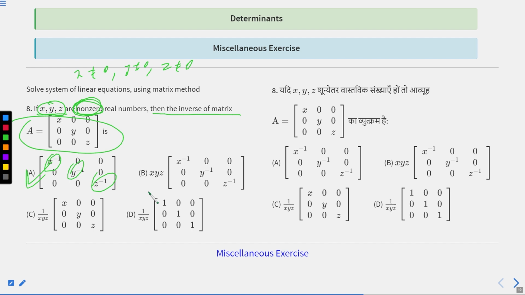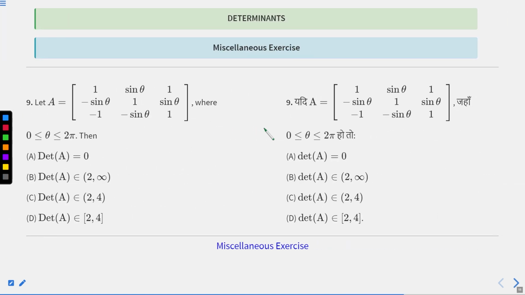Clear? Very easy. Okay, let us move to the next problem, the final problem for this miscellaneous exercise. Ninth problem says that if A is this, then we have to choose the correct option, and the options depend on the determinant. So we have to find the determinant first. So simple. How are we going to find the determinant?